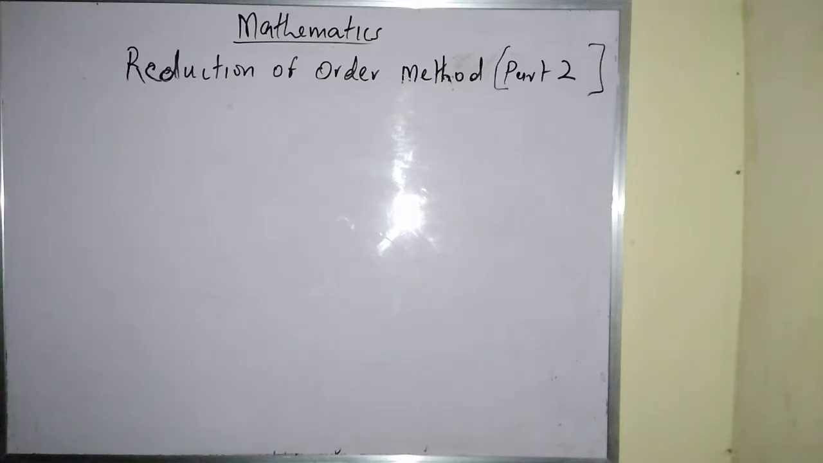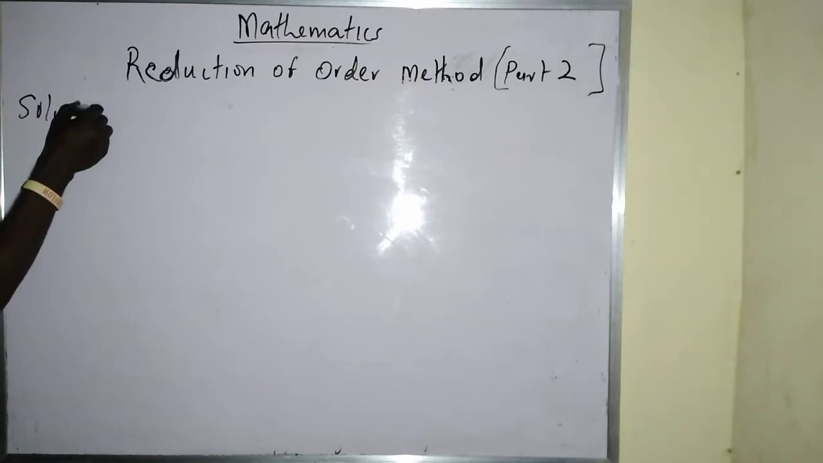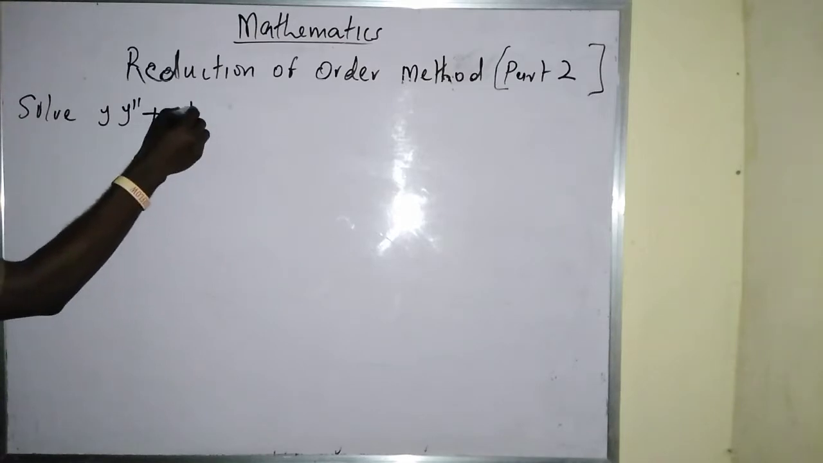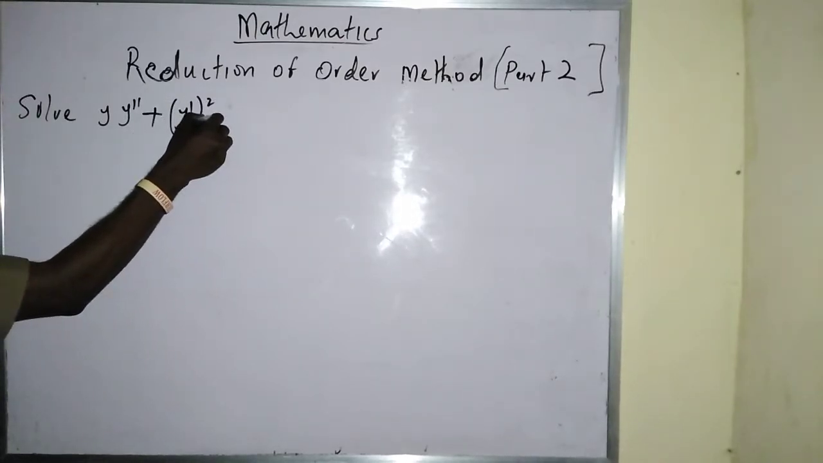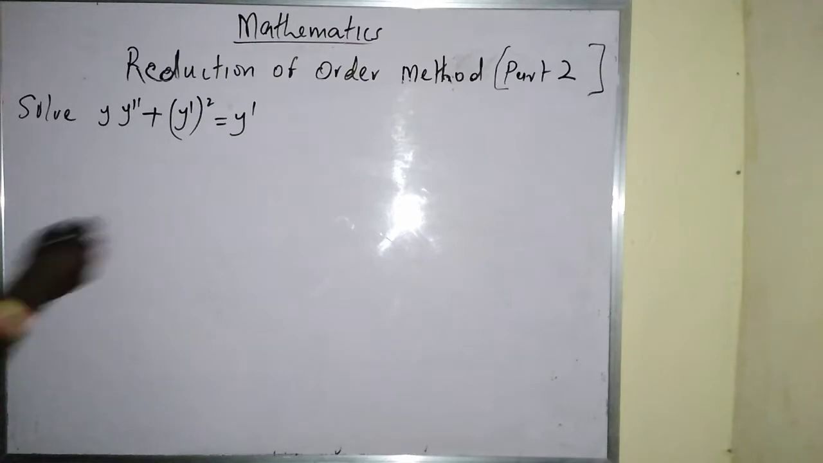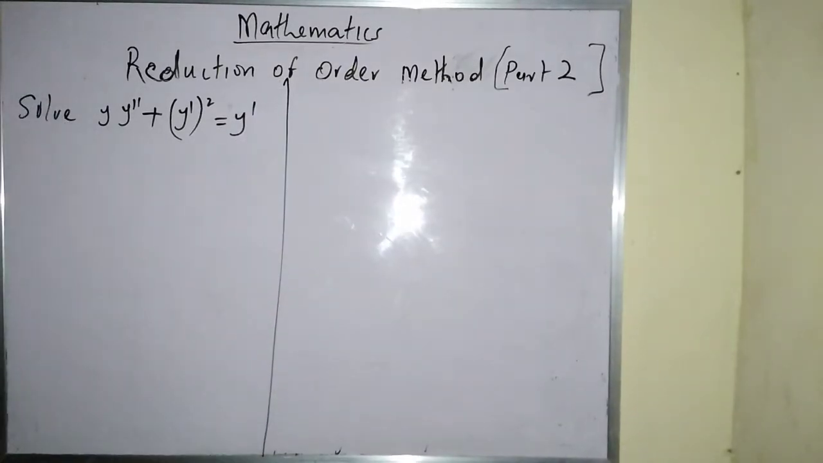Let me try to give out this type of example. I want to solve this particular problem using the method: y double prime plus y prime squared equals y prime. This is a very powerful problem. If I want to solve it, I must be very, very careful. It's different from the first one, and it's also a reduction method, which is case B.